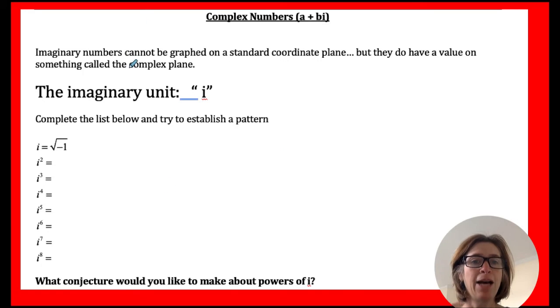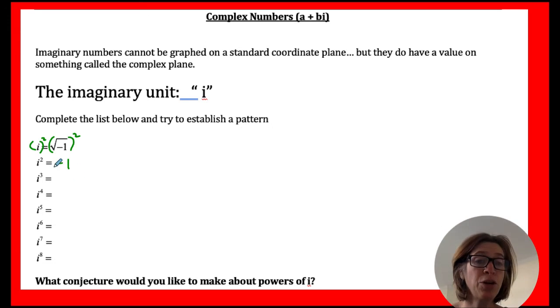Okay, so let's review the imaginary unit, the number i. It's imaginary, and we've talked about the fact that i equals the square root of -1. So let's see if we can complete the pattern through the 8th power. If we square i, we're going to get -1, because that square is going to undo the square root. So i squared would equal -1.